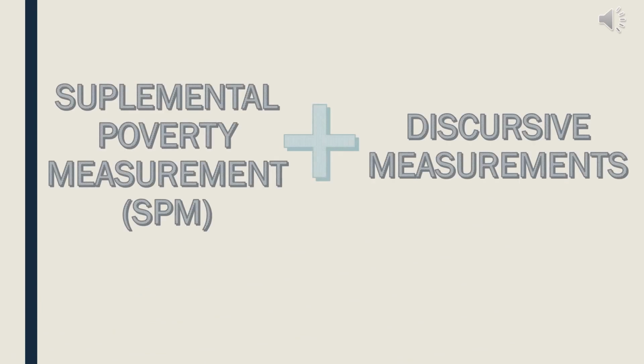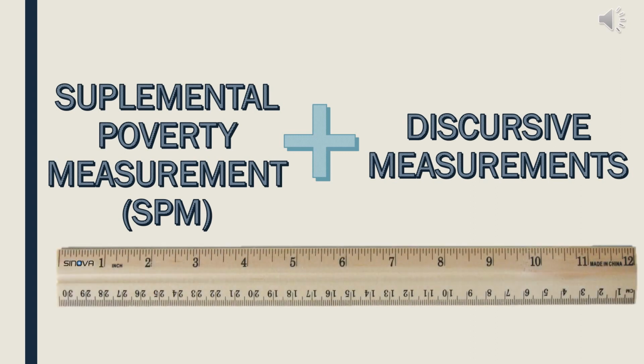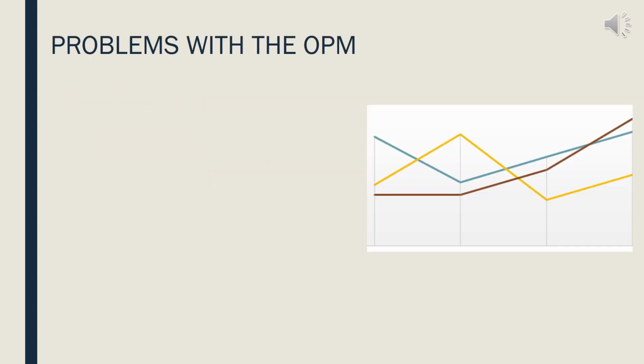We feel that a better way to measure poverty is to use a measure called the Supplemental Poverty Measure, as well as discursive measurements. But first, let's talk about why the OPM isn't working so well for Americans. As times have changed, the OPM has not adapted to changes in American lifestyles. Aside from its outdated nature, here are some of the most prominent issues with our current method of measuring poverty.